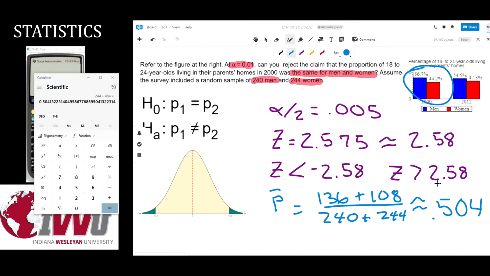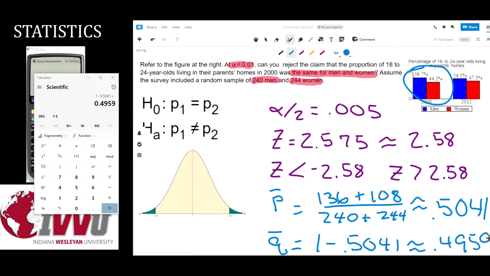Well, about 504.1. Let's do that. And so Q, that's a Q bar, is just simply going to be 1 minus that. All right. And after we subtract it, we get about 49, so about 0.4959. Okay.